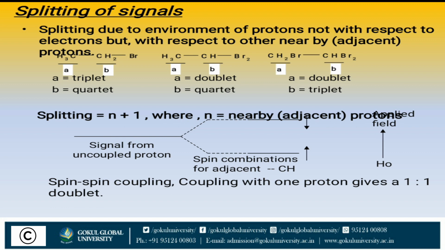Then another is A, which has a doublet, and B has a triplet, because n plus 1 means 2 plus 1 is equal to doublet, and 2 plus 1 means triplet, and 2 plus 1 is equal to doublet. So here in the signal from uncoupled protons, the spin combination for the adjacent CH group is uphill and downhill to the applied or induced magnetic field. Then spin coupling with one proton gives a 1:1 doublet.